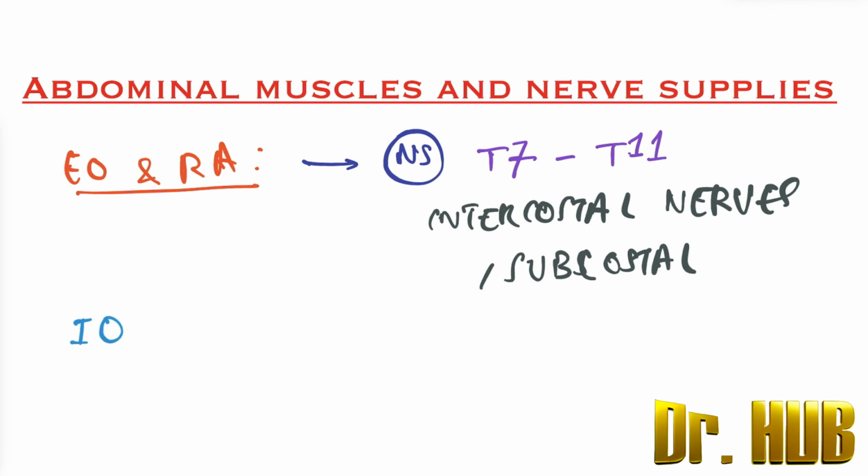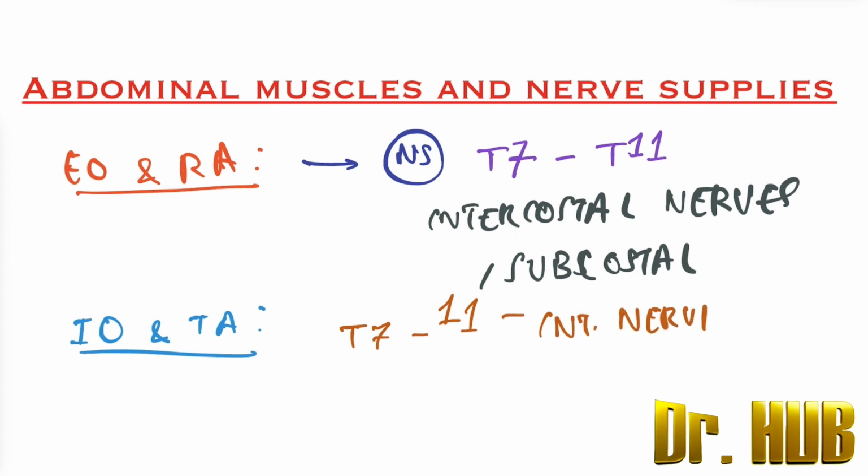Next what we have is the IO, that is the internal oblique, and the TA, that is the transverse abdominis. In the internal oblique and the transverse abdominis, it is again T7 to T11 intercostal nerves, and it includes the subcostal nerve and the L1.